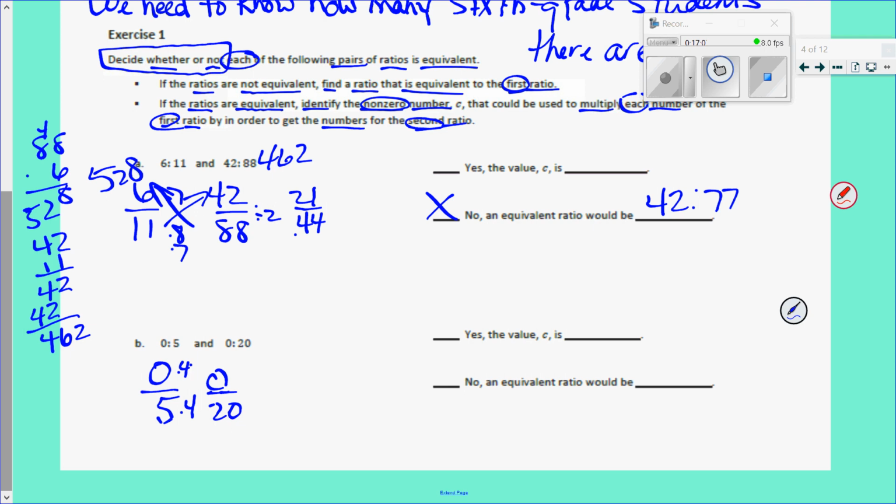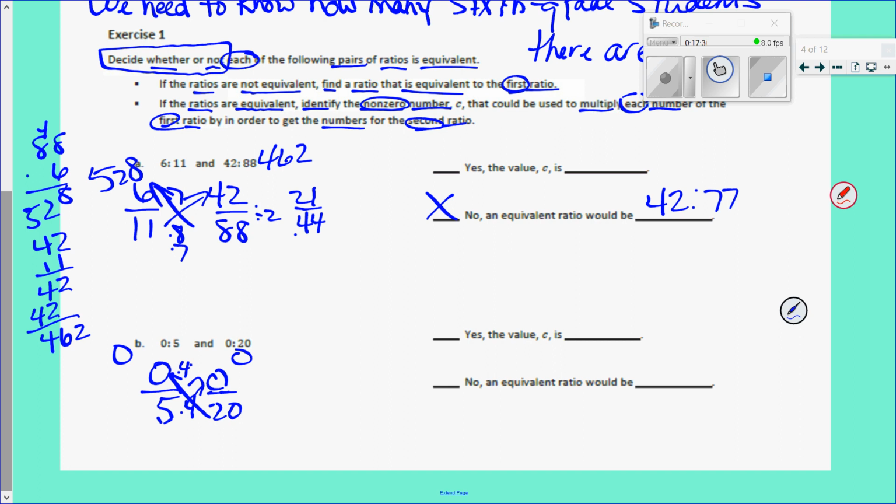Let's check it a second way to see if we can still determine if they're equivalent. What would be another way to determine if they're equivalent? Cross multiply? Okay, so if I cross multiply, what's 20 times 0? What's 5 times 0? Did I get the same result? Yes.